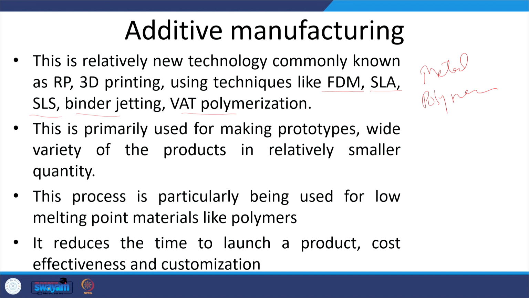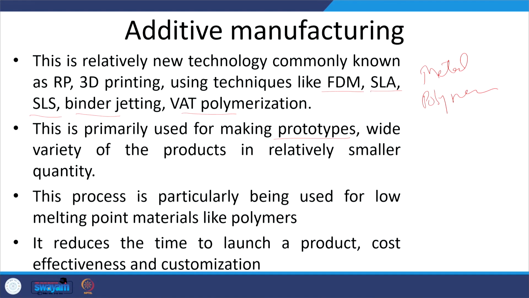This is primarily used for making prototypes, so that at the initial stage of the design, when the prototype is made available, we can check the appearance, the functionality, the performance properties, and the suitability for the end application. And additive manufacturing is also used for producing products in a relatively smaller quantity, but in large variety. So, when we need to make products to satisfy the market demand in a smaller quantity, but with a variety of product designs, then this approach of material processing is found to be good.